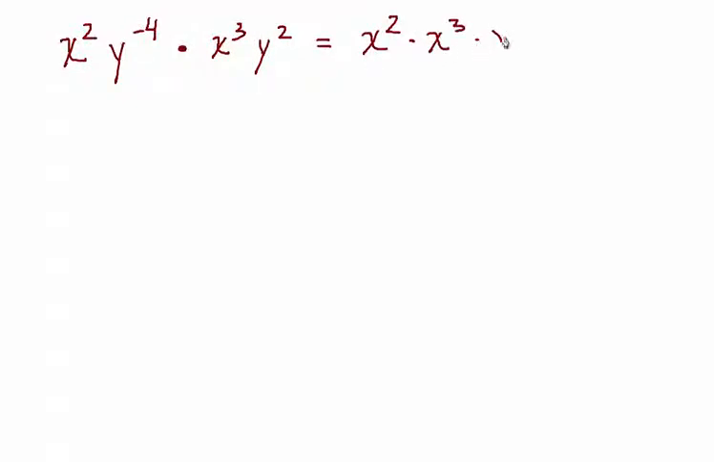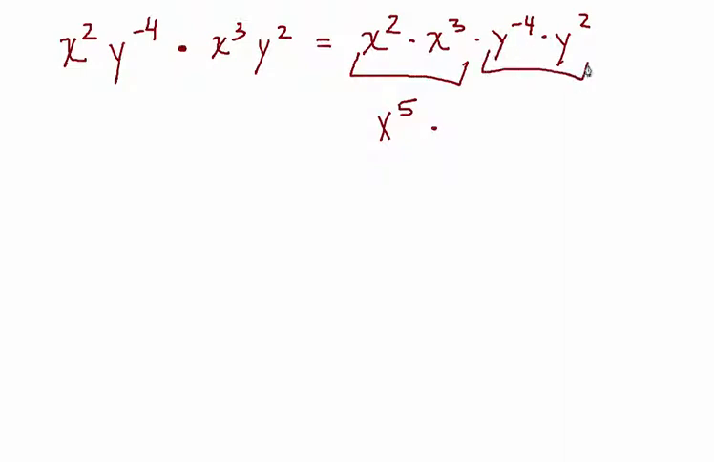The next problems we're going to look at involve multiplying expressions with negative exponents together. X squared times y to the negative 4 times the expression x cubed y squared. We can rearrange this because all of this is multiplication, which means we can multiply it in any order. So I'm going to put the terms with like bases together because now x squared times x cubed I know is x to the 5th. There are 5 x's being multiplied together there.